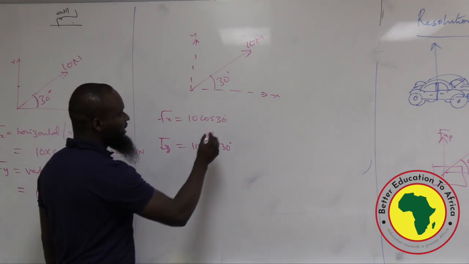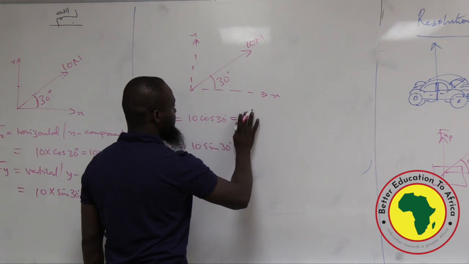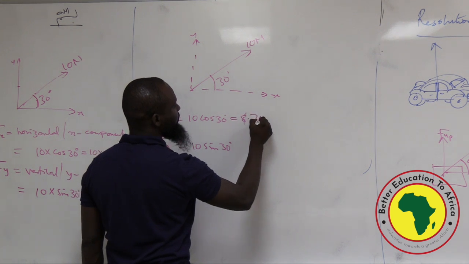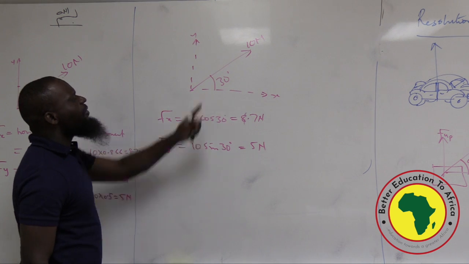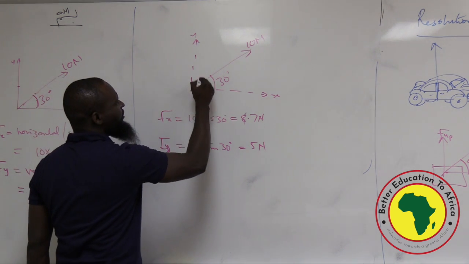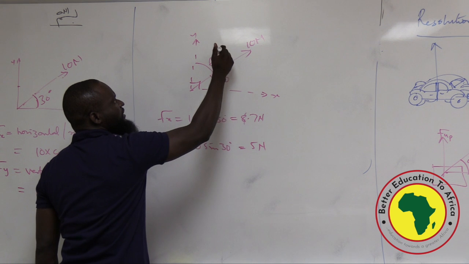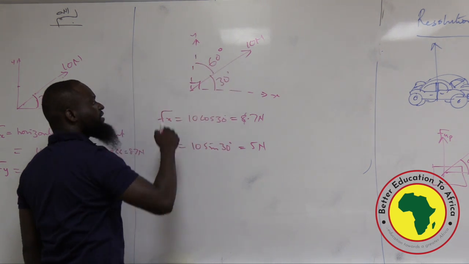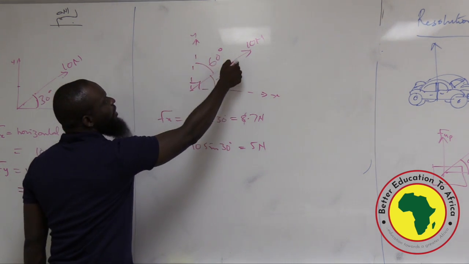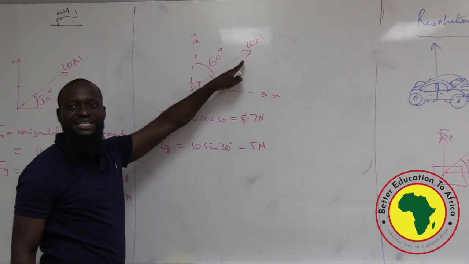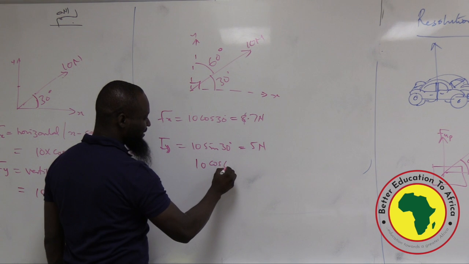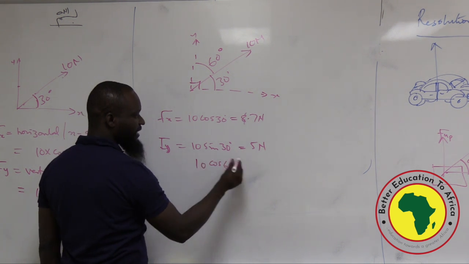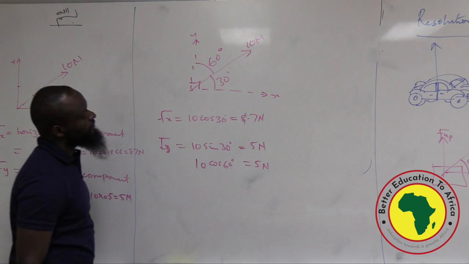Okay? This just gave us 8.7 newtons, and this gave us 5 newtons. I don't want to use 30. I know this is 90 degrees, so this will be 60 degrees. I want to use 60. If I'm using 60 degrees, my Fy will now have a cosine because 60 degrees is the angle to the y, okay? It will now be 10 cosine 60 degrees. You will discover that cosine 60 and sine 30 give you the same 5 newtons.